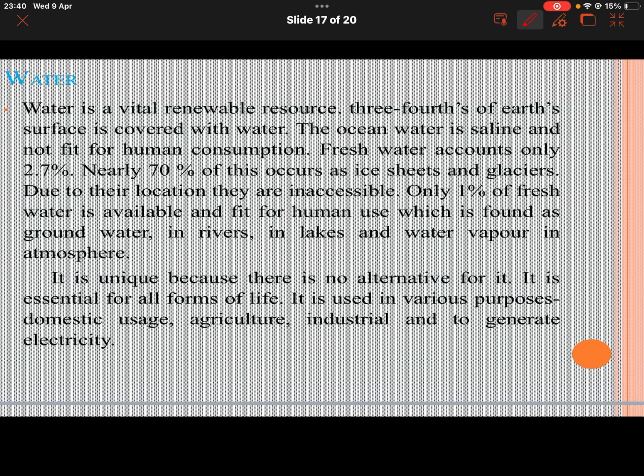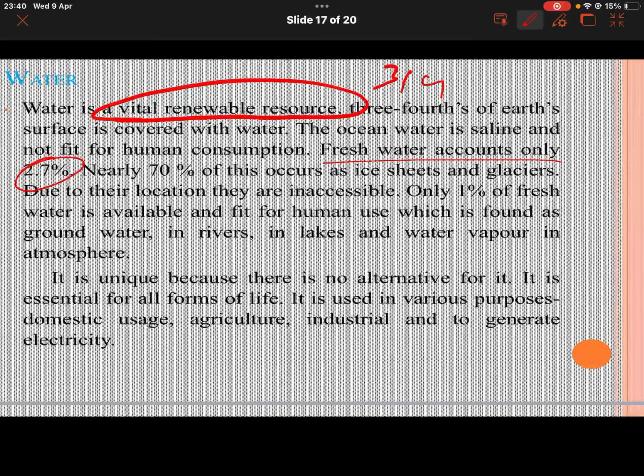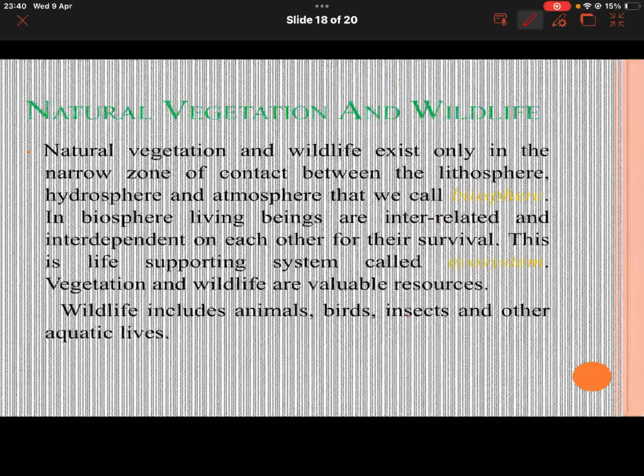Now, water is a vital renewable resource, and it covers 3/4 of the earth's surface, yet fresh water accounts for only 2.7%, out of which 70% is trapped in ice sheets and glaciers, leaving only 1% accessible.